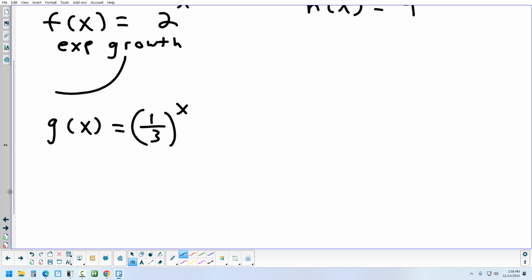Decay. Yep. That's going to be exponential decay. And that's because the base is between 0 and 1. Exponential decay is going to look like that. Now you could reflect it or flip it, but I'm talking about this one in particular. It's going to have that look to it.